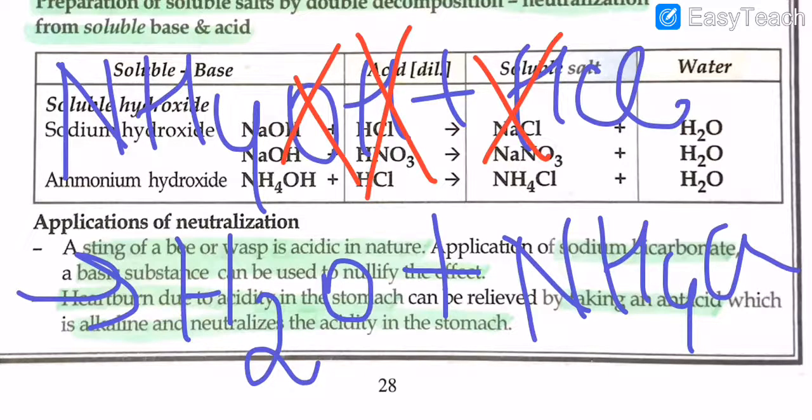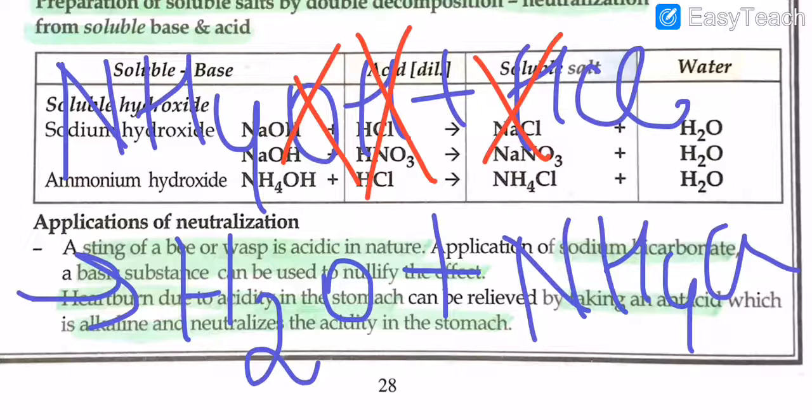Then one more: heartburn due to acidity in the stomach can be relieved by taking an antacid. Why? Because it is alkaline and it neutralizes the acidity in the stomach. That's why all the people in the pharmaceutical industry have studied neutralization reactions, and therefore they have come up with medicines like antacids that reduce the acidity in your stomach.